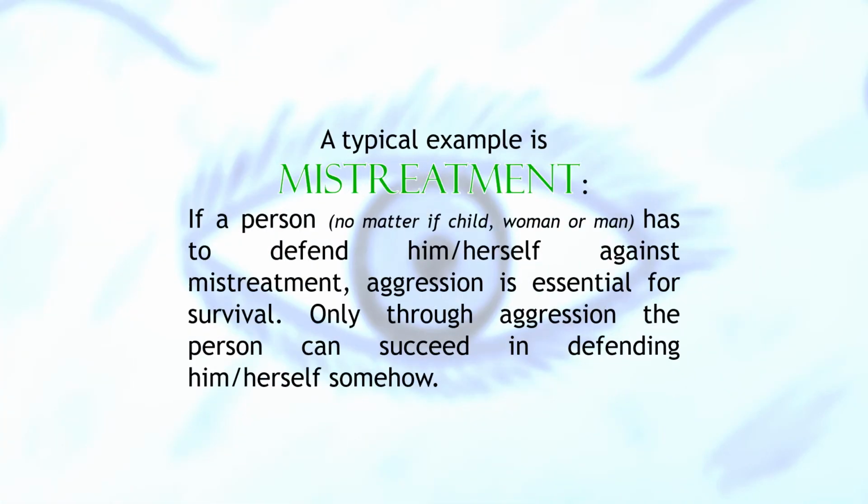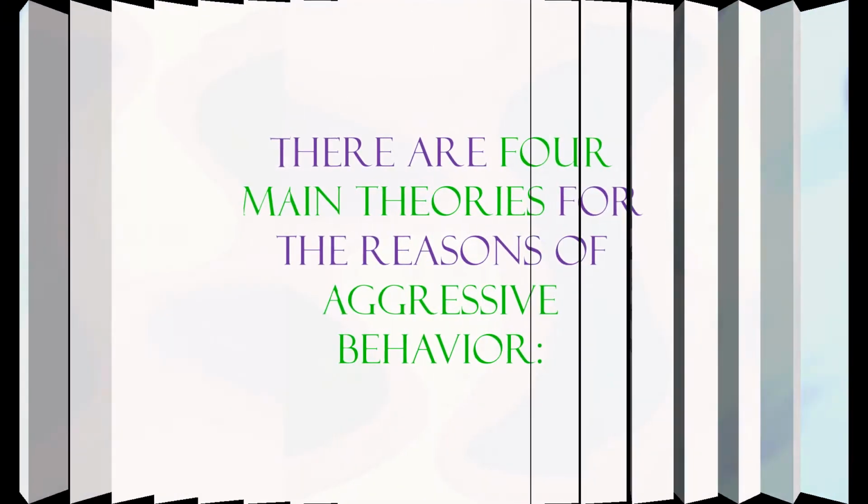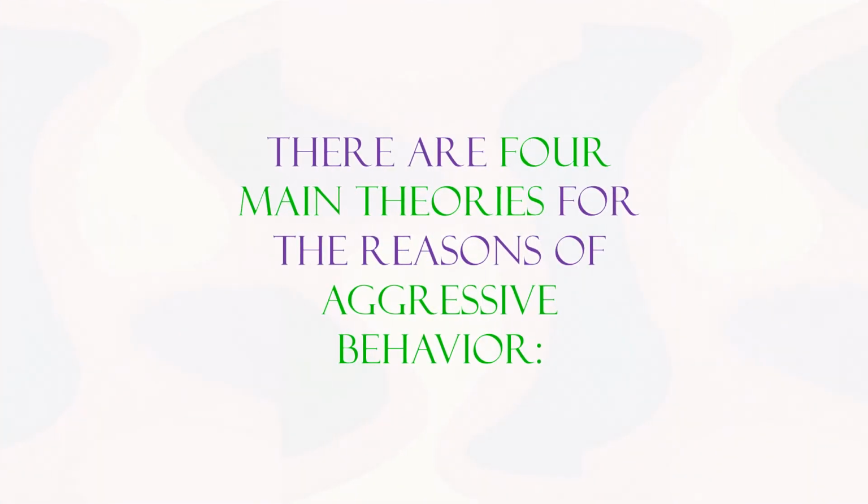A typical example is mistreatment. If a person, no matter if child, woman or man, has to defend him or herself against mistreatment, aggression is essential for survival. Only through aggression can the person succeed in defending him or herself somehow. There are four main theories for the reasons of aggressive behavior.